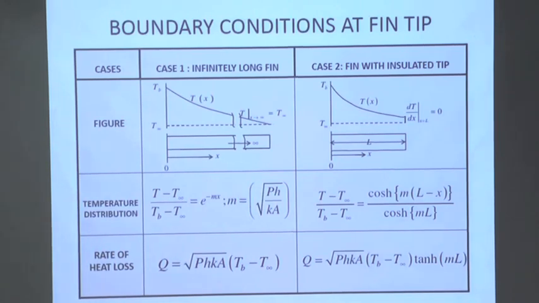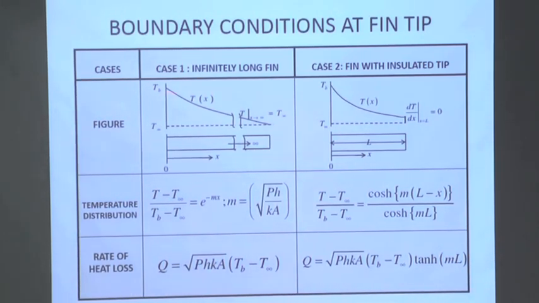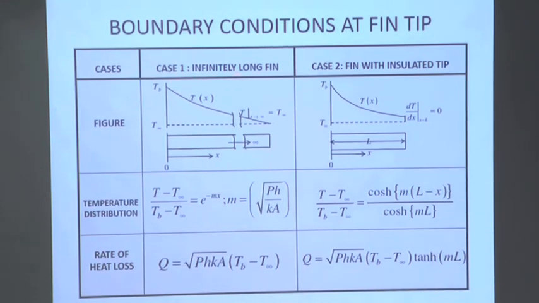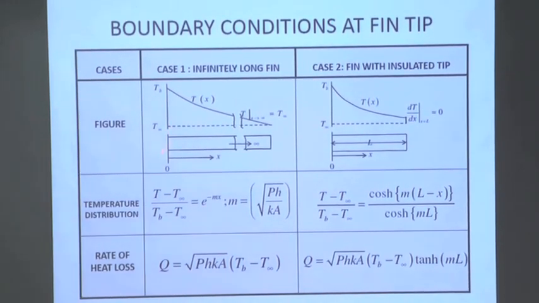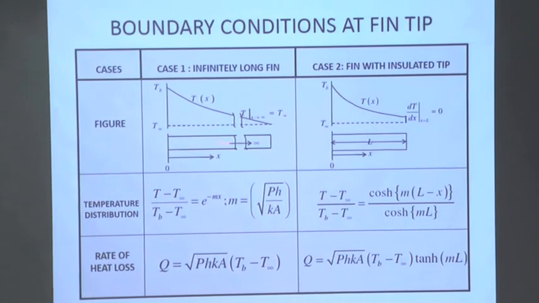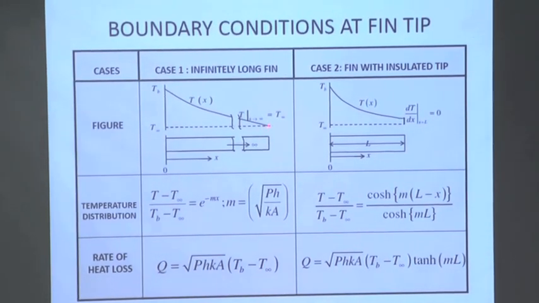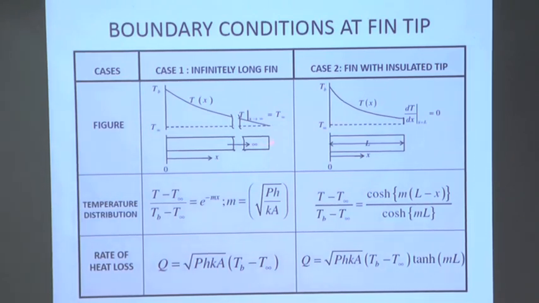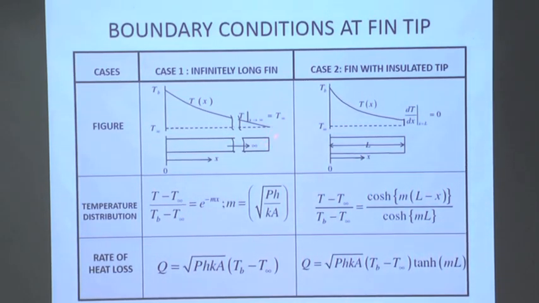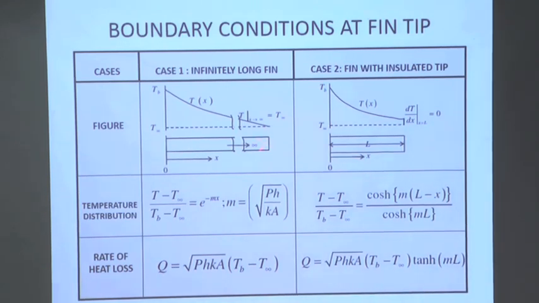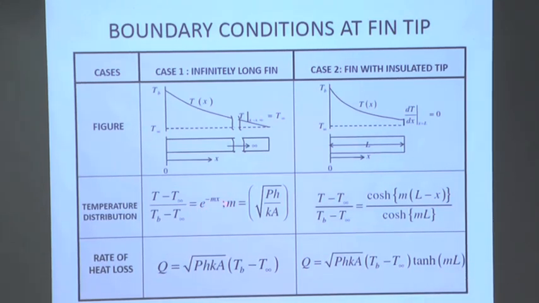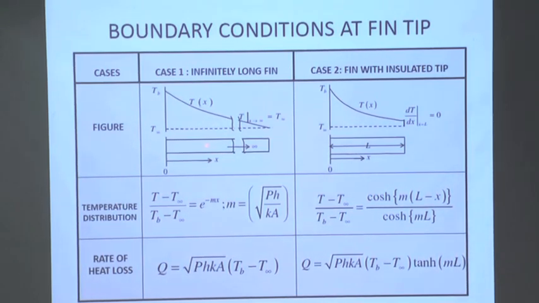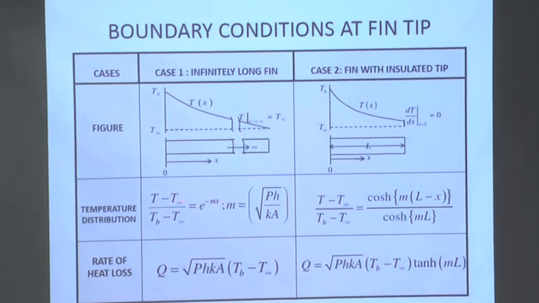Now, these are the things we discussed last class. We first discussed the infinitely long fin, where the base is at a temperature TB. The base temperature is the same for all cases. If the fin is infinitely long, we impose the boundary condition, from our physical sense, that ultimately the temperature at the exposed end becomes the surrounding fluid temperature T infinity. In that case, our temperature distribution is exponentially decreasing: (T minus T infinity) over (TB minus T infinity) equals e to the power minus mx. TB is the base temperature, and T is the temperature at any section x. So at x tends to infinity, it is T infinity.